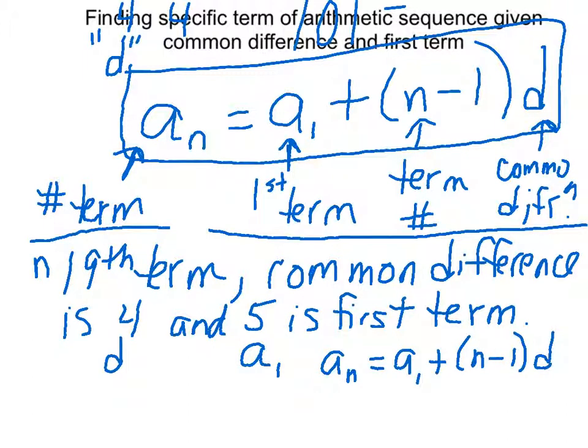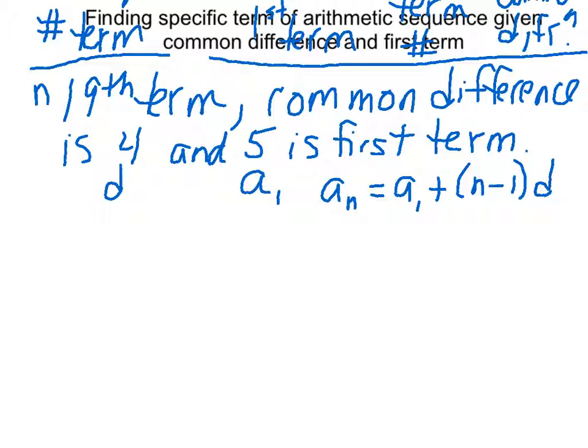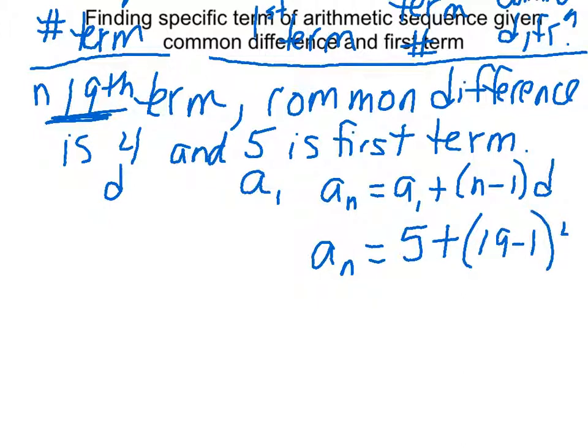Now that we have a lot of things labeled in the problem, all we have to do is plug things in and then just apply PEMDAS. A sub n is what we're looking for. We have no idea what that is yet. A sub 1 we labeled, that's 5. We're looking for the 19th term, that's your n. 19 minus 1, and our common difference is 4.